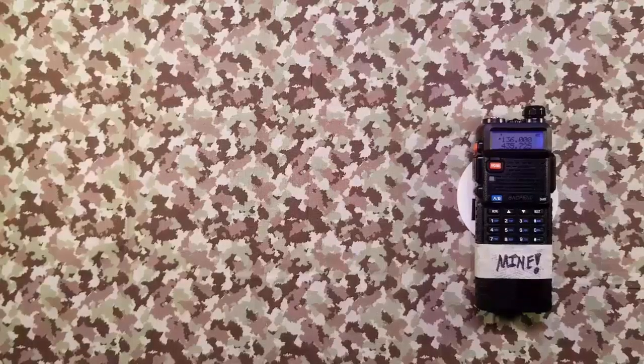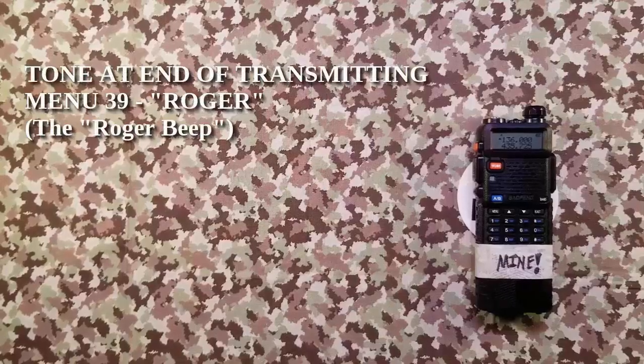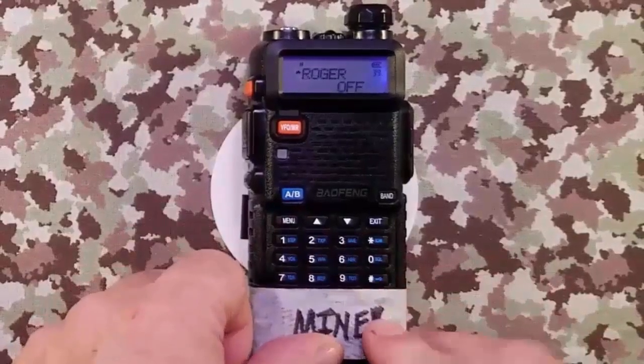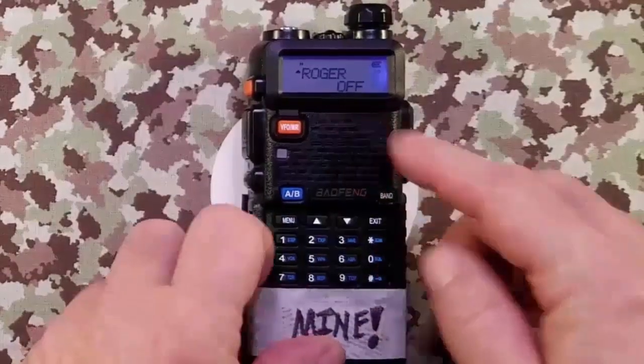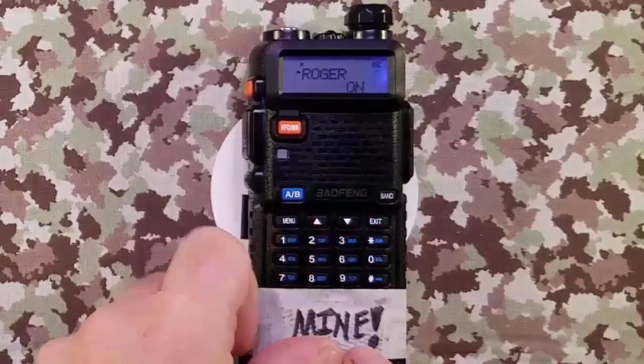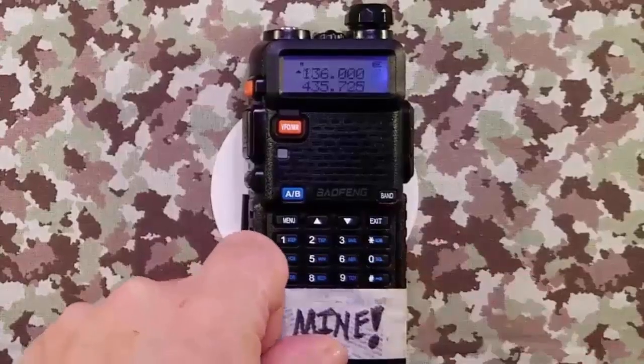Now that I've thoroughly confused you with bands, the last thing we're going to talk about is the tone at the end of transmitting, the beep. It's called the Roger beep. Some people like it. A lot of ham heads absolutely hate it. I don't know why. I don't care. But a lot of people like to be able to turn it on and off. So all we have to do is go to menu 39. It says Roger beep is off. I'm going to activate it and turn the Roger beep on, hit menu to activate it, and hit exit.